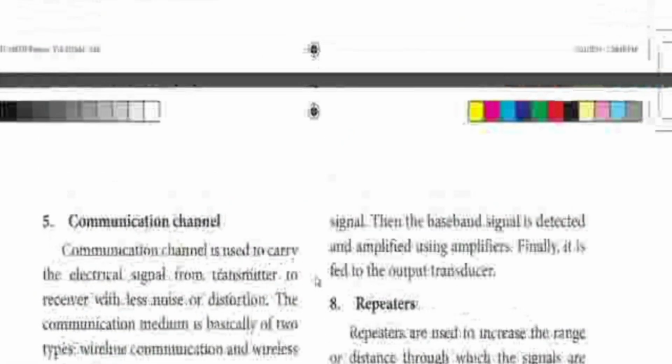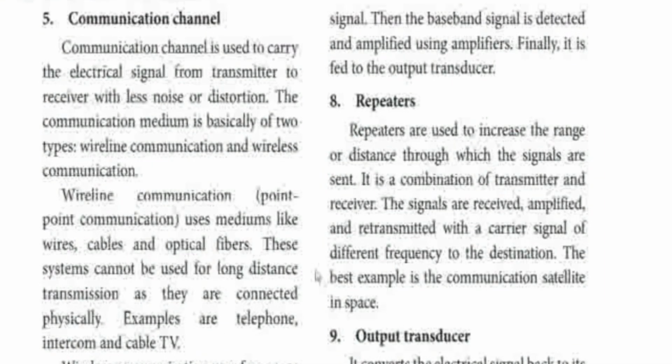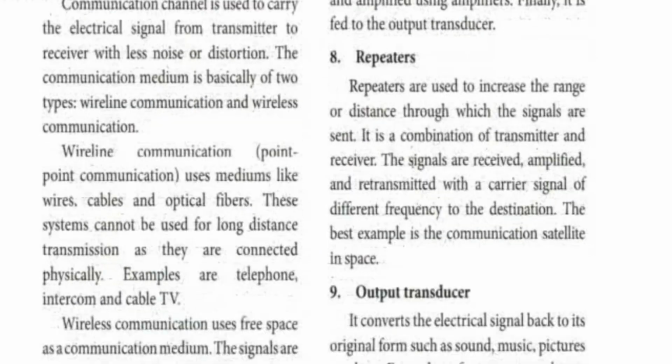Okay. Next one is repeaters. Repeaters means the signal is received by the receiver, then again amplified and retransmitted. That is done by the satellite. It has both the transmitter and the receiver. Initially it receives the signal, amplifies the signal, and transmits it to the earth. That is done by the satellite. So the satellite is the example for the repeaters in satellite communication.